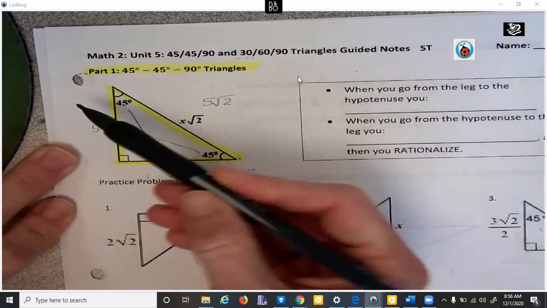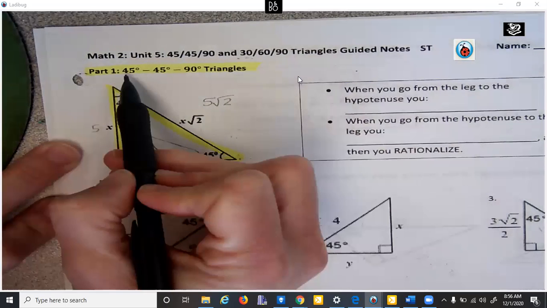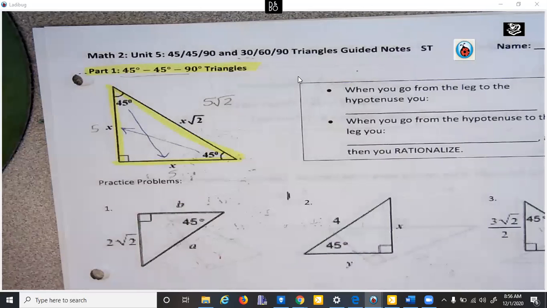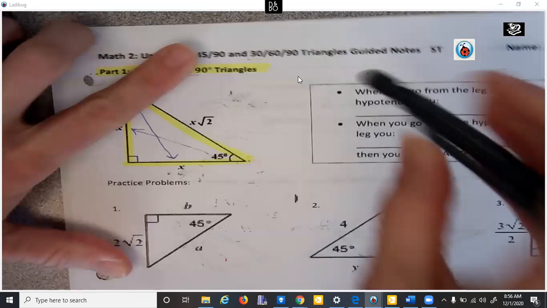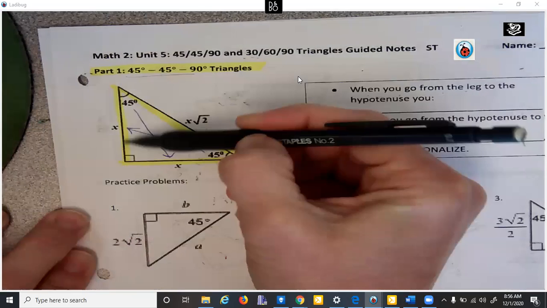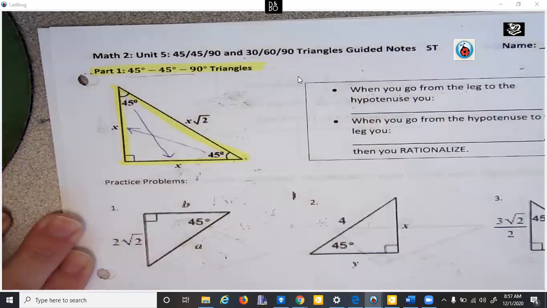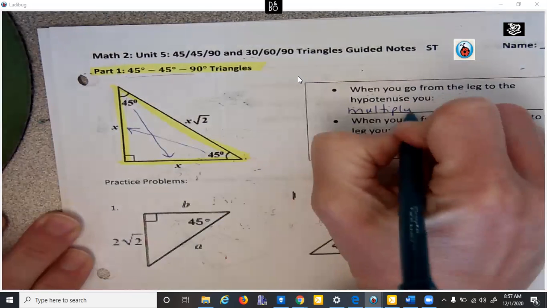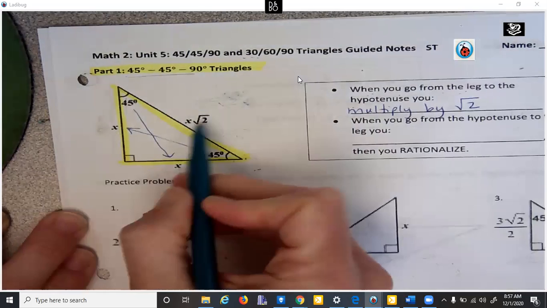If you did the Pythagorean theorem with both legs being 5, you would get this as your answer. But instead of having to do the Pythagorean theorem, this is a shortcut. And this is something that will come up on the SAT and ACT, so it is something you want to remember. In a 45, 45, 90, when you go from a leg to the hypotenuse, you multiply by square root 2. So whatever the leg is, the hypotenuse is that multiplied by root 2.